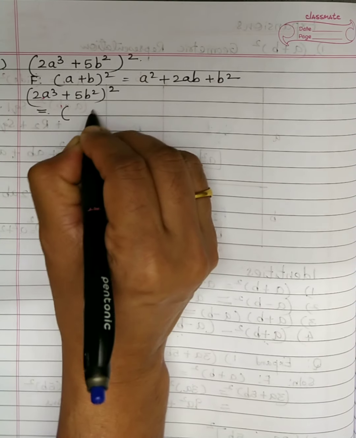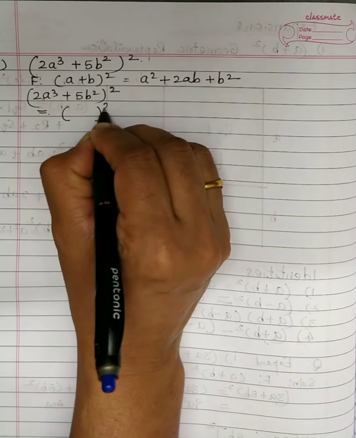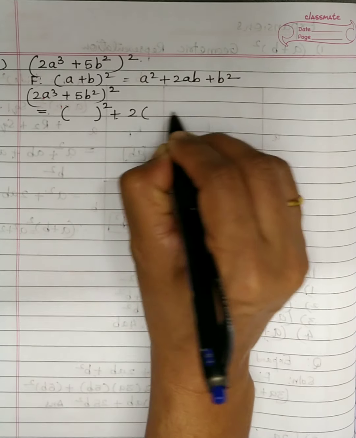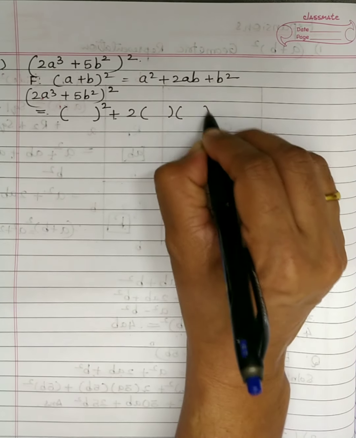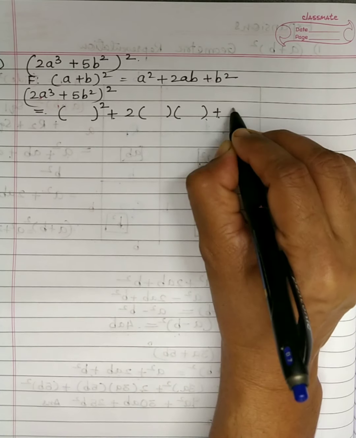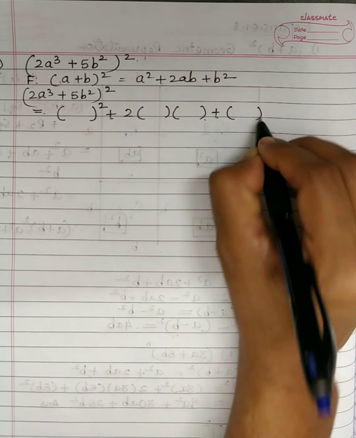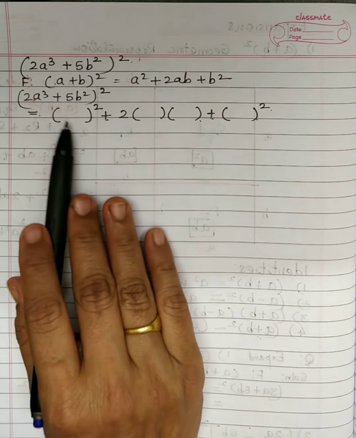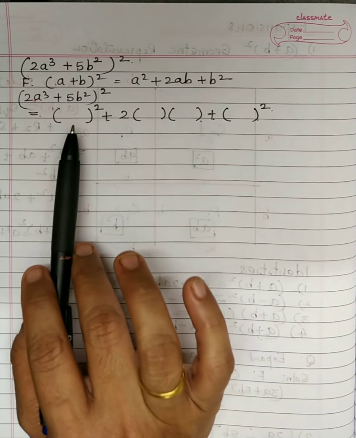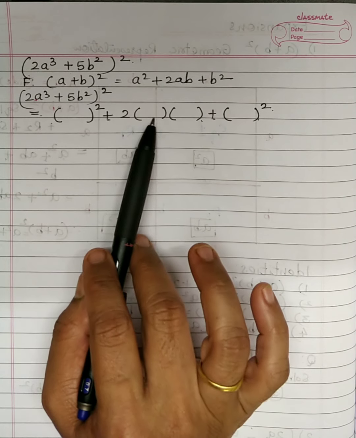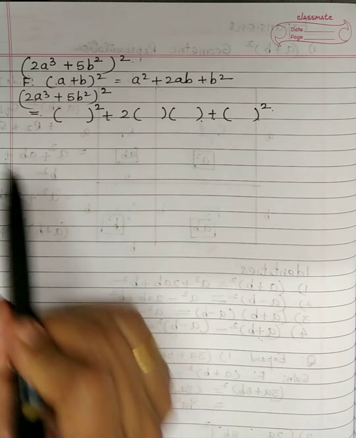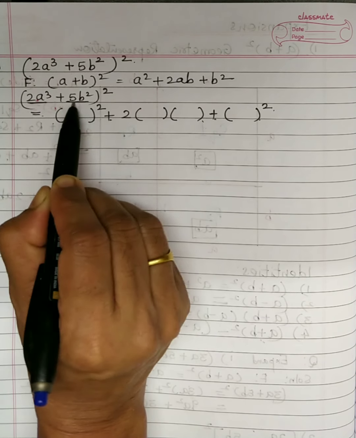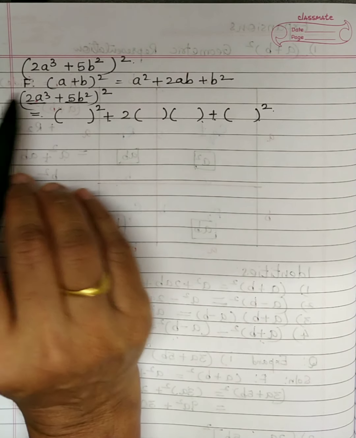First term square. Another easy method I will give you. Write in this way, so that never ever you will make a mistake. This is of course for the learning phase only. You should be ready with so much practice that directly also you can do it. Our format of the formula is this: first term square plus 2 into first term into second term plus second term square. What is the first term here? 2a cube. What is the second term? 5b square.